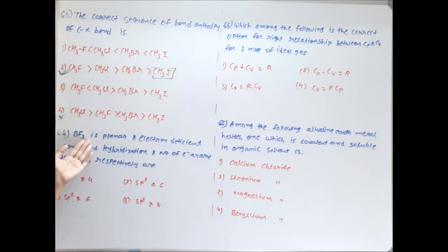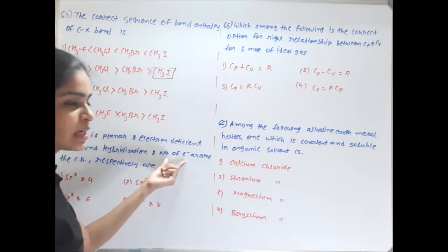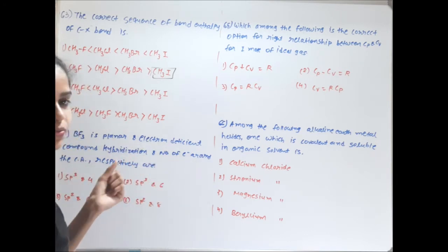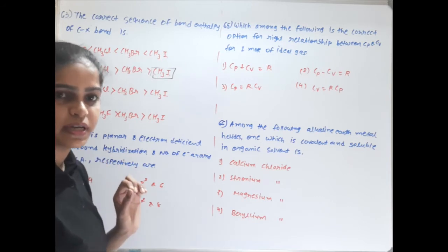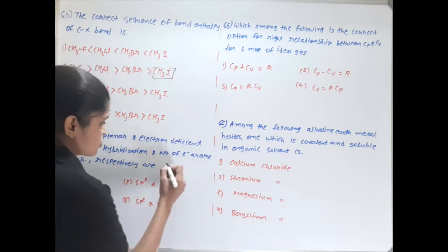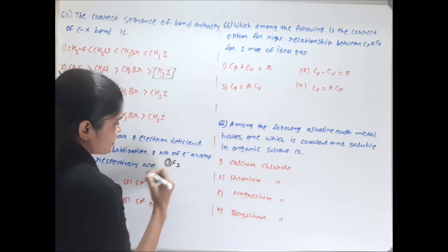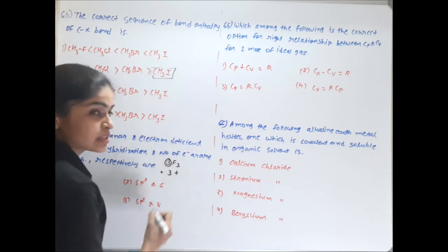Next is BF3, a planar and electron deficient compound. We need the hybridization and the number of electrons around the central atom, respectively. First, to find the hybridization of BF3, consider the valence electrons. The valence electron of boron is 3.